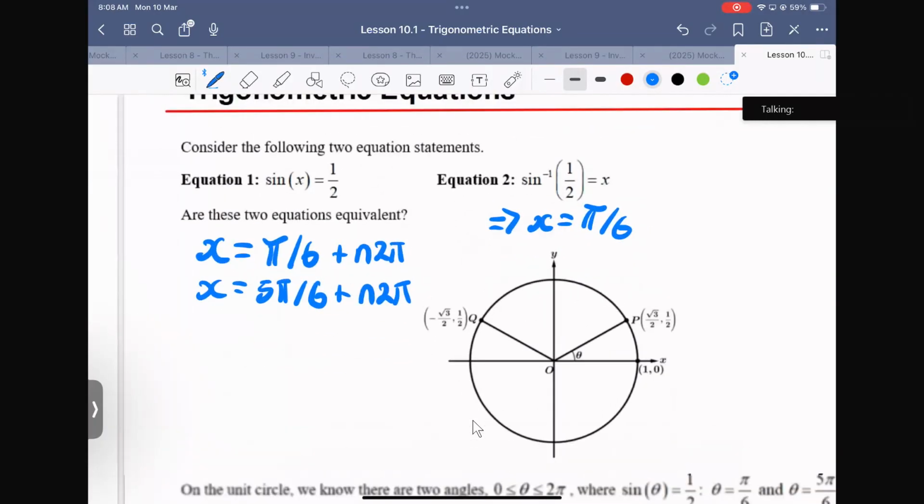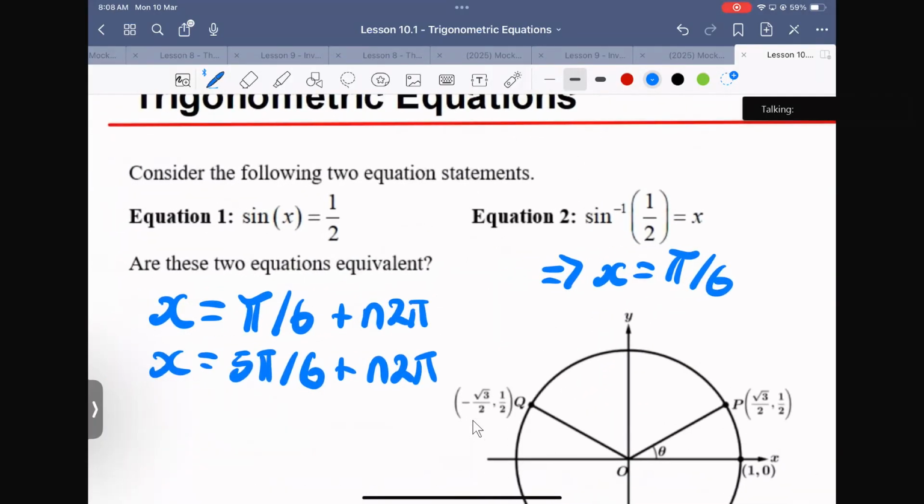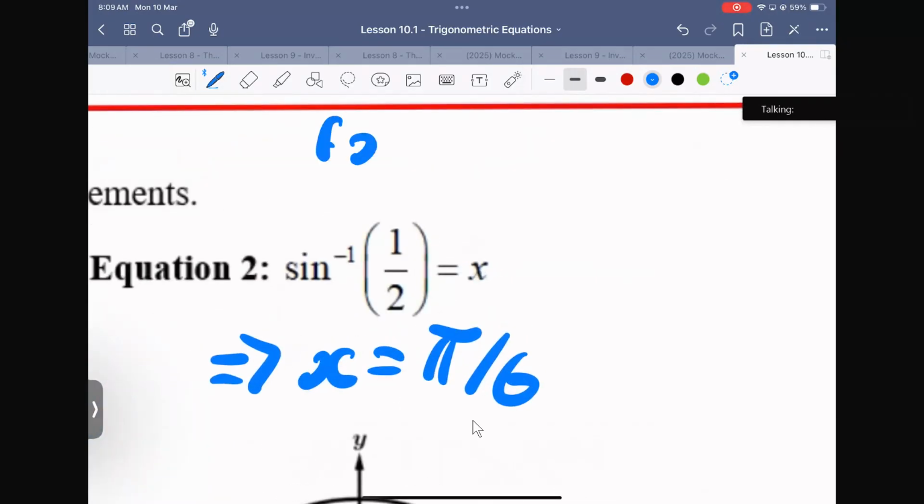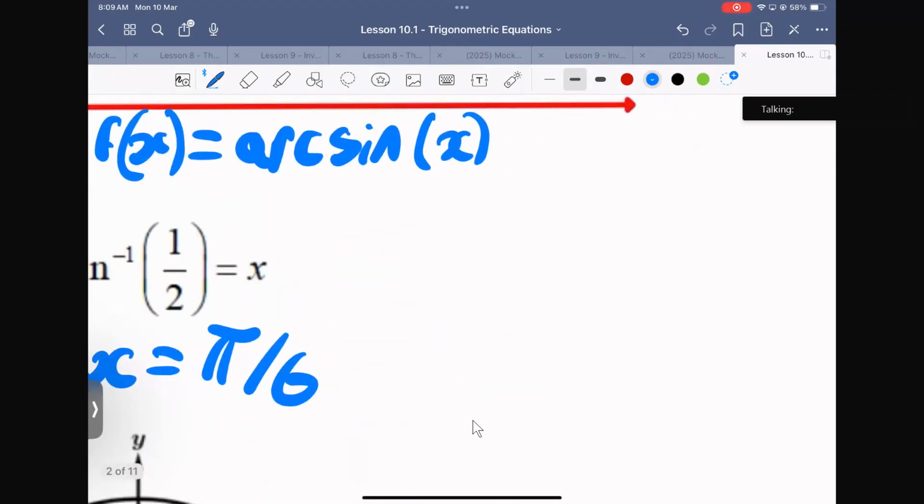Now, why does the second equation, equation 2, only have one solution? What has a domain of negative pi over 2 to pi over 2? What's that called? Yes: f of x equals arc sine of x has a restricted domain of minus pi over 2 to pi over 2.